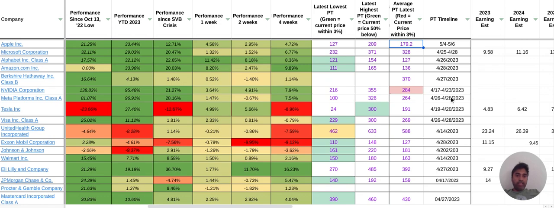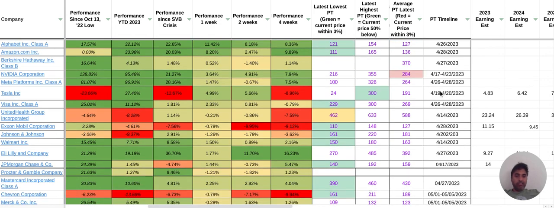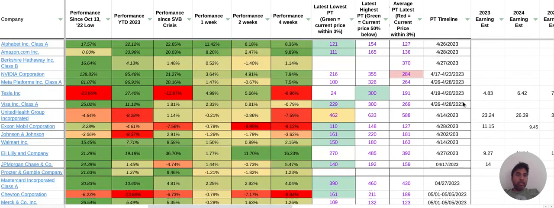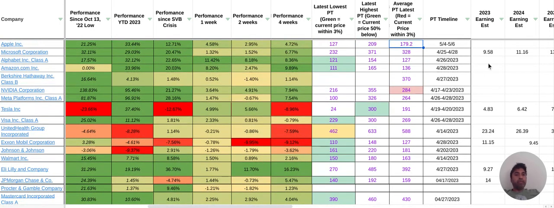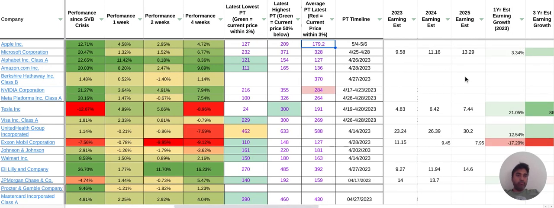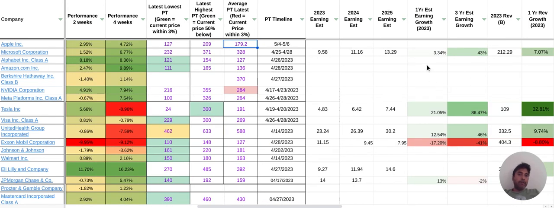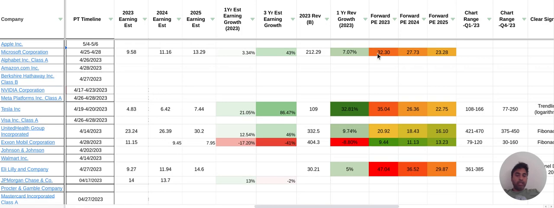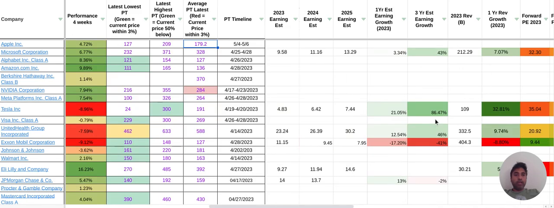That means you can tell they are mostly very recent, like none of them are from earlier than April. Then in some cases I also have the earnings estimates for 2023, 2024, 2025, not for all of them but for some of them, and then 1-year revenue growth and 3-year revenue growth, and the forward PE as well, considering that the earnings estimates are for 23, 24, 25. What are the different PEs?